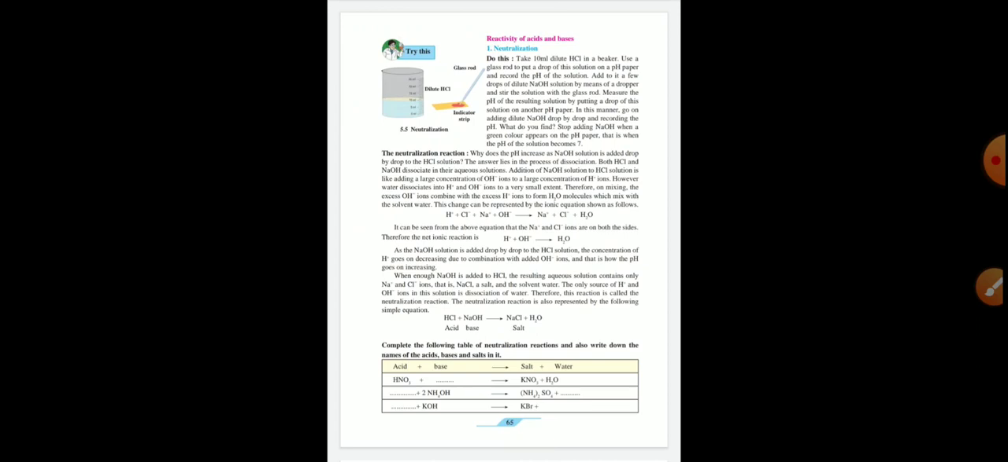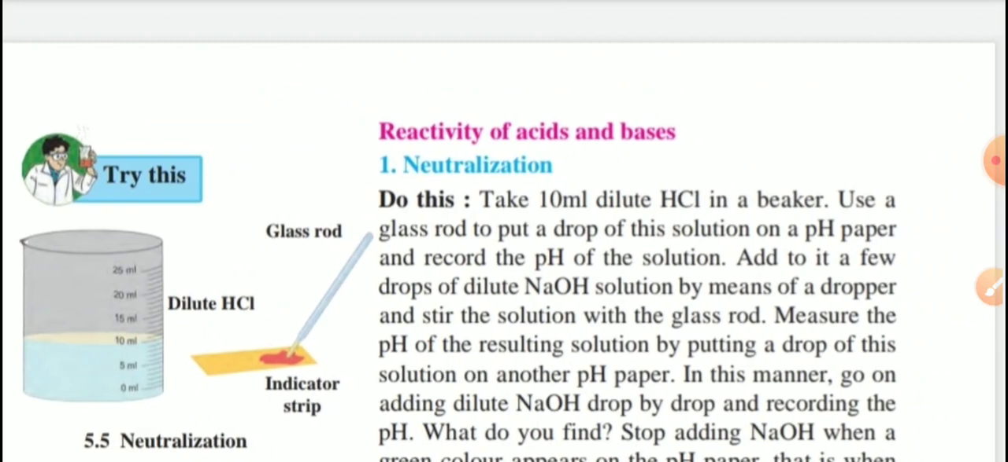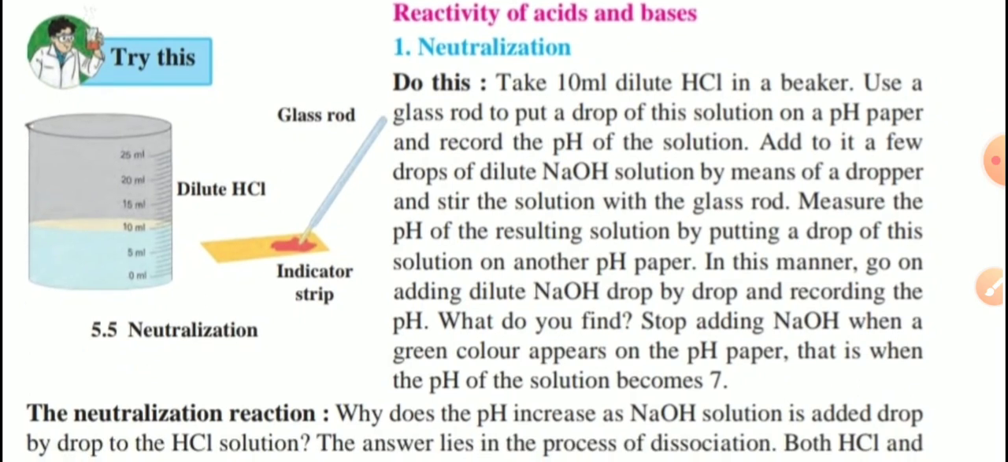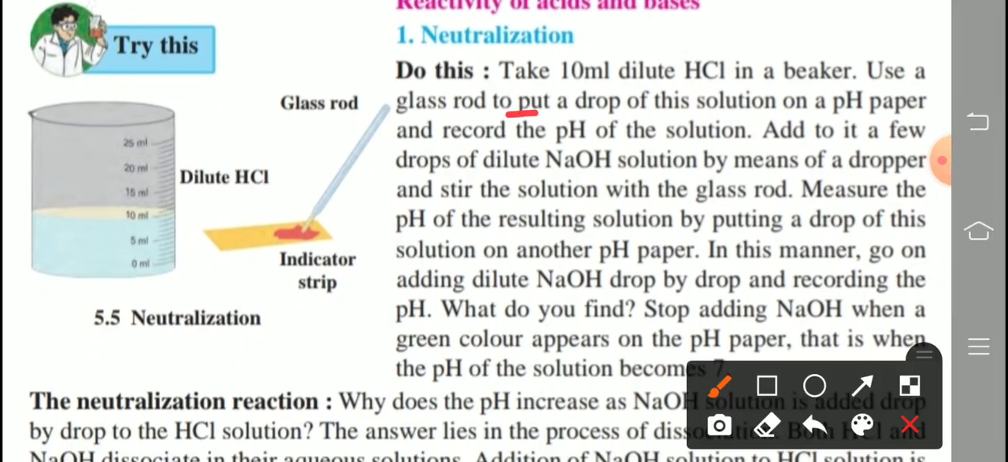Next point is reactivity of acids and bases. The first type is neutralization. Do this. Take 10 ml dilute hydrochloric acid, HCl, in a beaker. Use a glass rod to put a drop of this solution on a pH paper and record the pH of the solution. Observe which color appears on that pH paper. Match it with the help of the pH scale and find out the approximate pH.